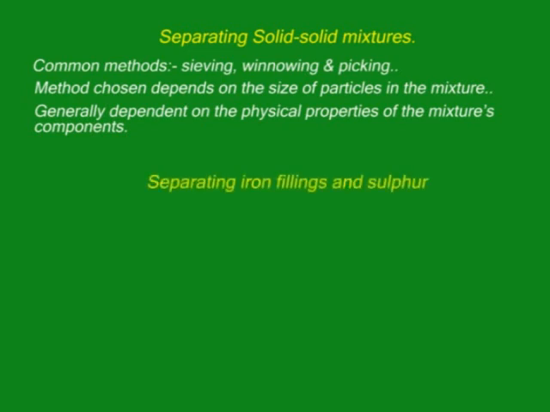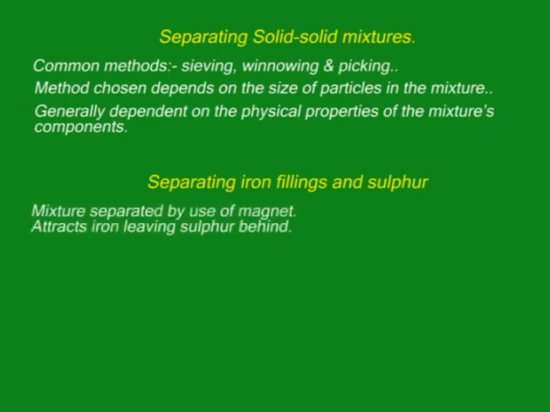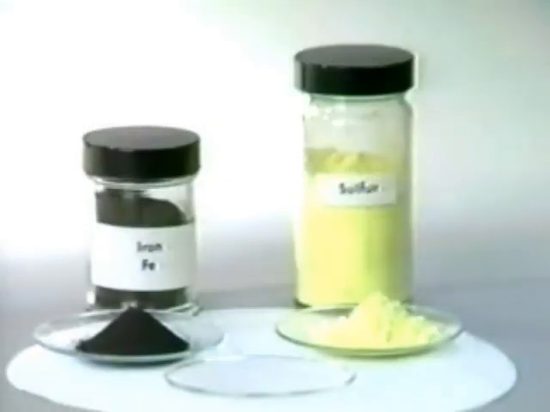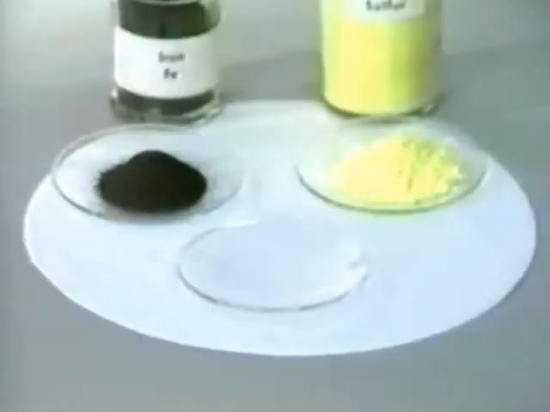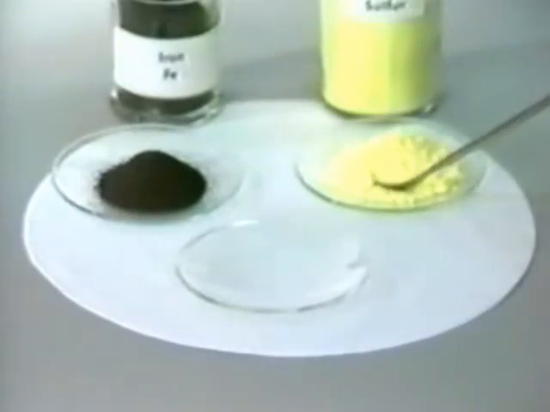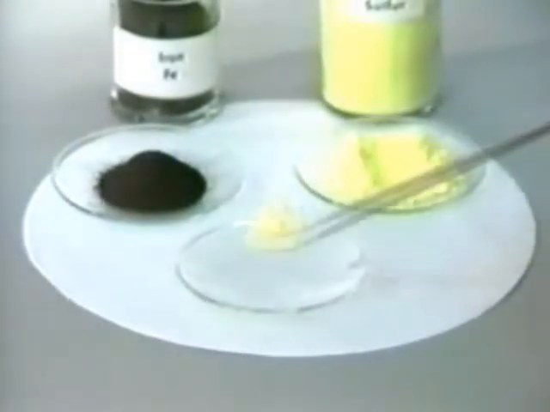Separating iron filings and sulfur. A mixture of sulfur and iron filings can be separated by use of a magnet which will attract the iron filings, leaving behind the sulfur powder. So there you have the dark iron filings and the yellow powder of sulfur. We want to mix them. We want to make a mixture of iron filings and sulfur.